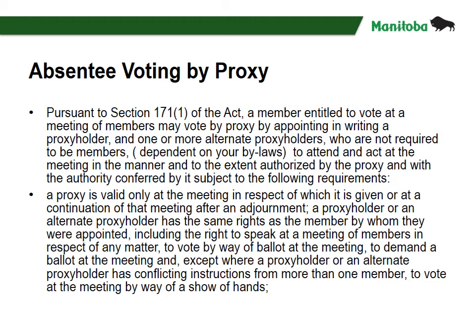A proxy holder and an alternate proxy holder has the same rights as a member by whom they were appointed, including the right to speak at a meeting of members in respect of any matter, to vote by way of ballot at the meeting, to demand a ballot at the meeting, and, except where a proxy holder or an alternate proxy holder has conflicting instructions from more than one member, to vote at the meeting by way of a show of hands.